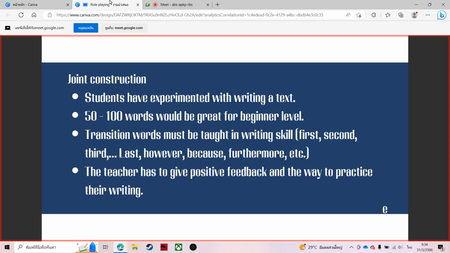The next one is joint construction. Students have experience in writing a text. 50 to 100 words would be great for beginner level. If you give them like 200 words, what can I say? It's really hard for the low proficiency level. If you ask them to write 50 to 100 words, it would be great. And transition words must be taught in writing skill, like first, second, third, however, because, something like that.